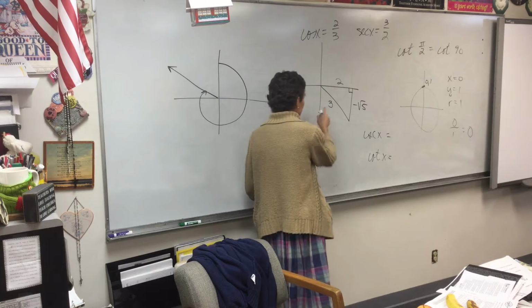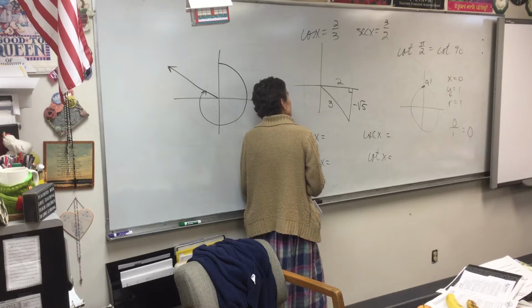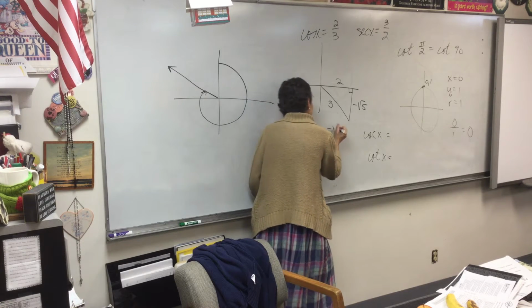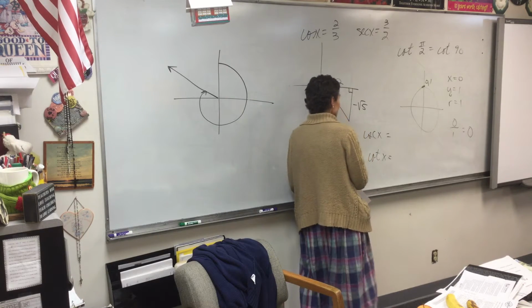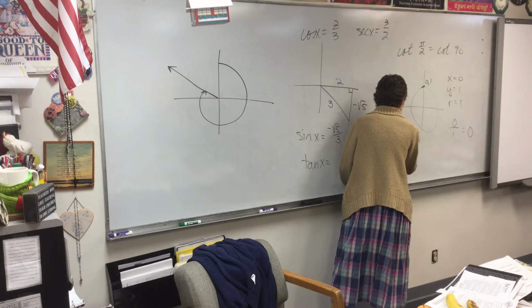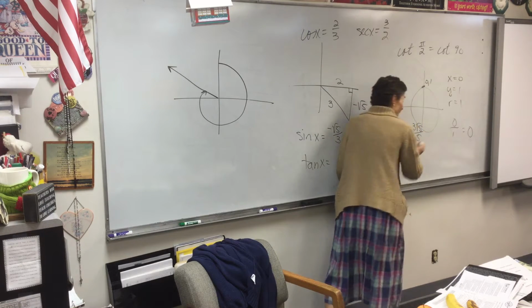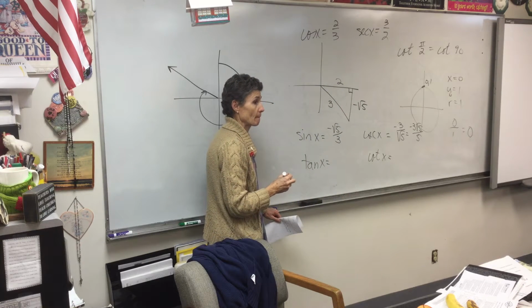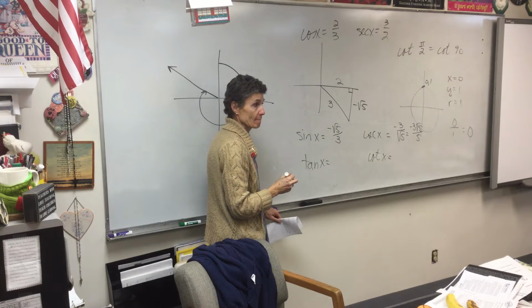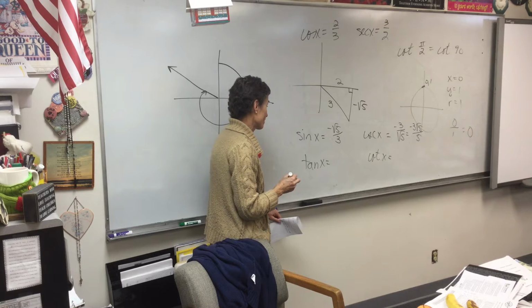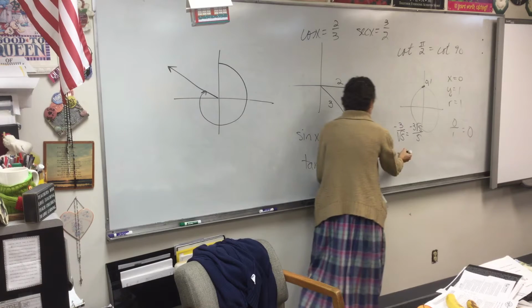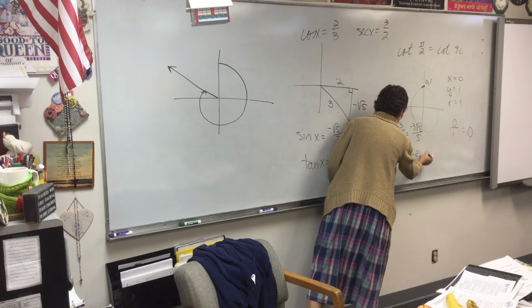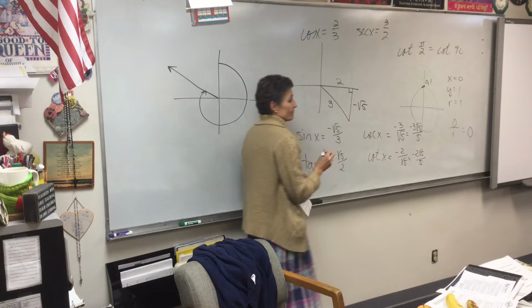So what's our sine? Based on your picture, what's your sine? Negative root 5 over 3. Which means your cosecant is negative 3 over root 5, or negative 3 root 5 over 5. Right? Tangent. Negative root 5 over 2. So your cotangent is negative 2 over root 5, or negative 2 root 5 over 5.